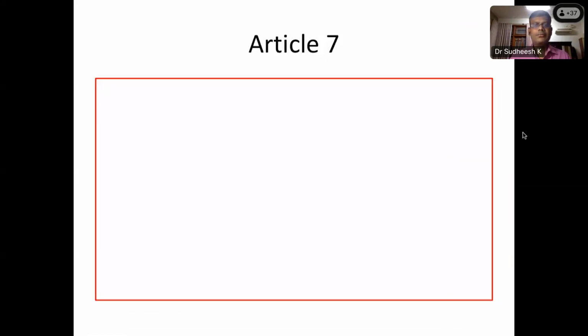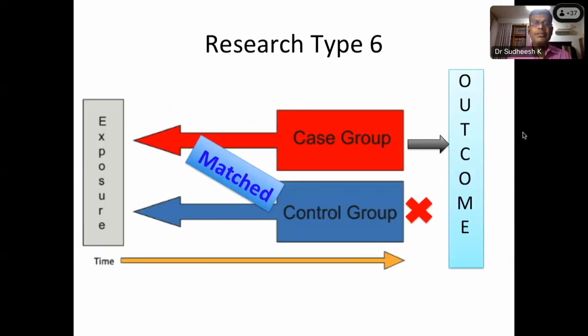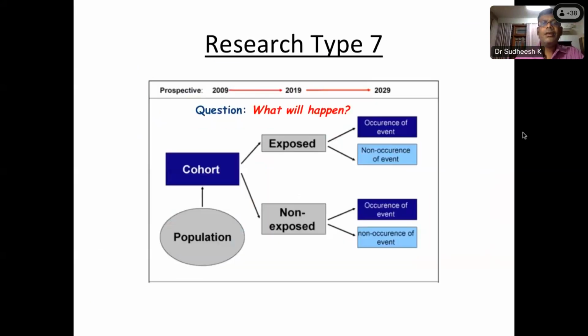Next is the cohort study, where we assess the patients in a prospective manner. The case control study is a retrospective study, where we followed up from the outcome and went through the case sheets. The outcome has already happened, and from there we trace the exposure. Whereas a cohort study is another type of study, where we prospectively follow up the patient from the exposure towards the occurrence or non-occurrence of the event.